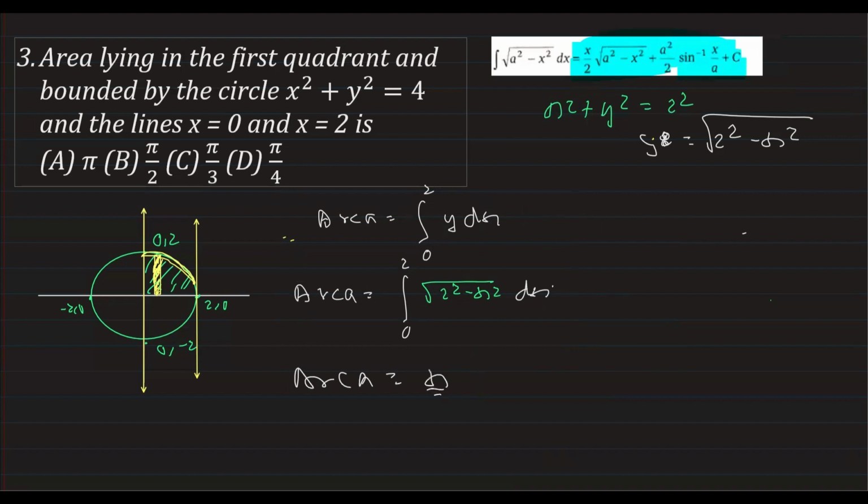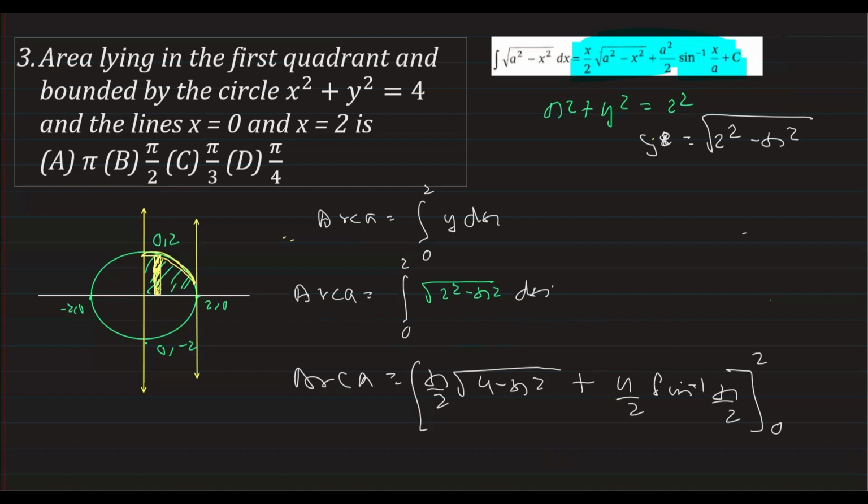This is x over 2 under root a square minus x square, plus a square over 2 sine inverse x by a. That's a square minus a square is 4. And what is x here? x is x, a is 2 here. Now check here, we have a limit here that is 0 to 2.